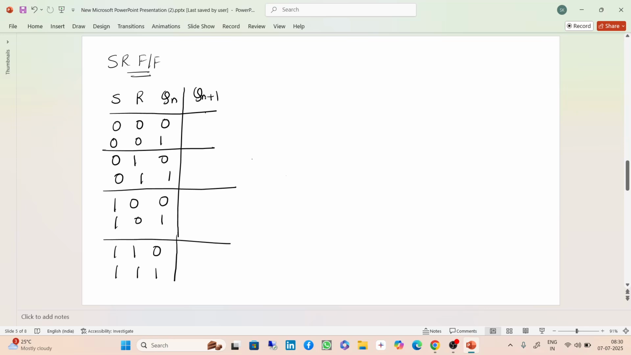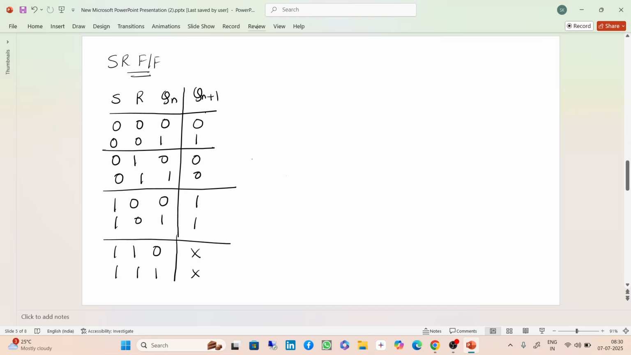We already saw the truth table of the gated SR latch. When S equals 0 and R equals 0, it will be in which state? Memory state. When S equals 0 and R equals 1, it will be in the reset state. When S equals 1 and R equals 0, it will be the set state. And this is don't care. So this is the characteristic table.